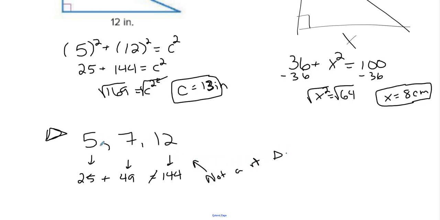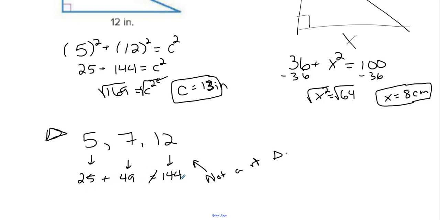Okay, you're going to have some questions like that on your homework where you're asked to prove if something is or is not a right triangle based on 3 numbers. So you just throw them in the Pythagorean theorem. You've got leg, leg, hypotenuse, and see if that works, just like that.